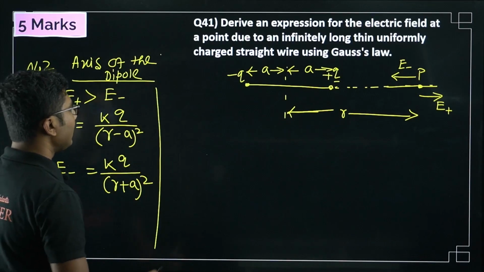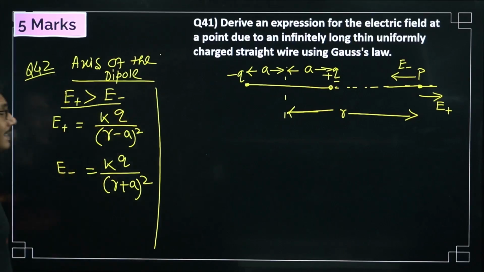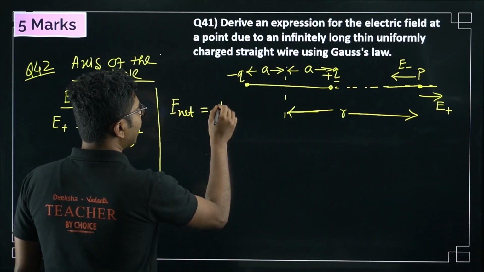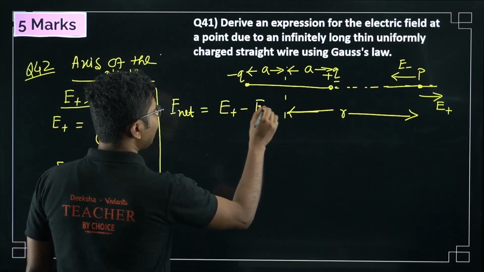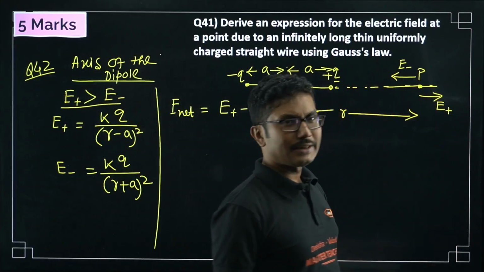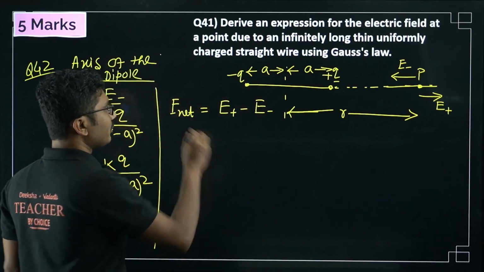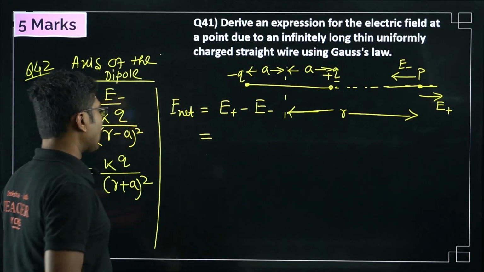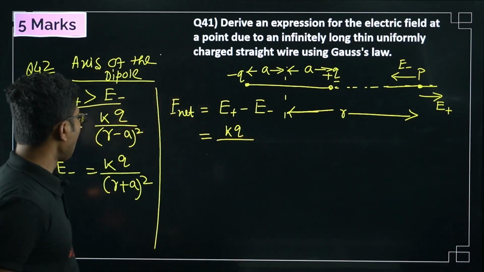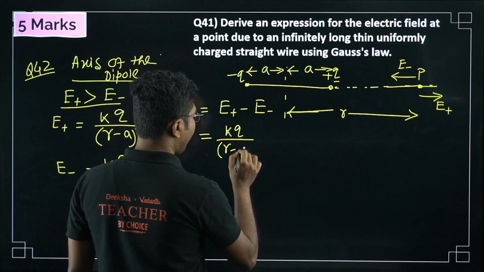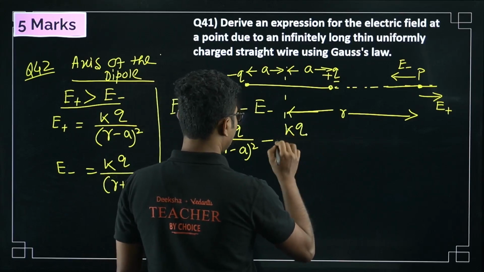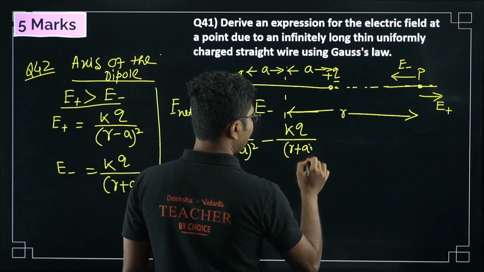These are the two electric fields. Now what is the total electric field? Obviously we know that E plus is greater than E minus, so net electric field will be E plus minus E minus. They are in opposite directions, right? E plus is in this direction, E minus is in this direction, so the net electric field will be a subtraction. So now we have to put in the values: kQ by r minus a whole square minus kQ divided by r plus a whole square.